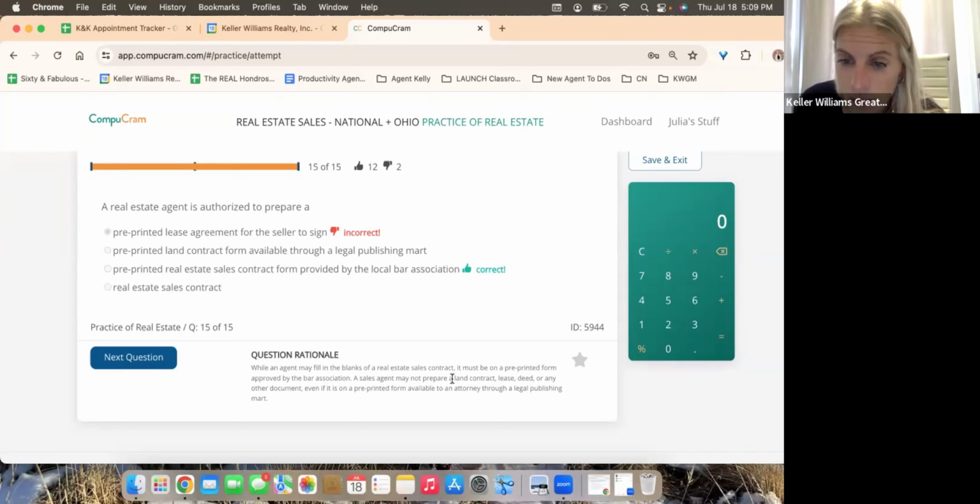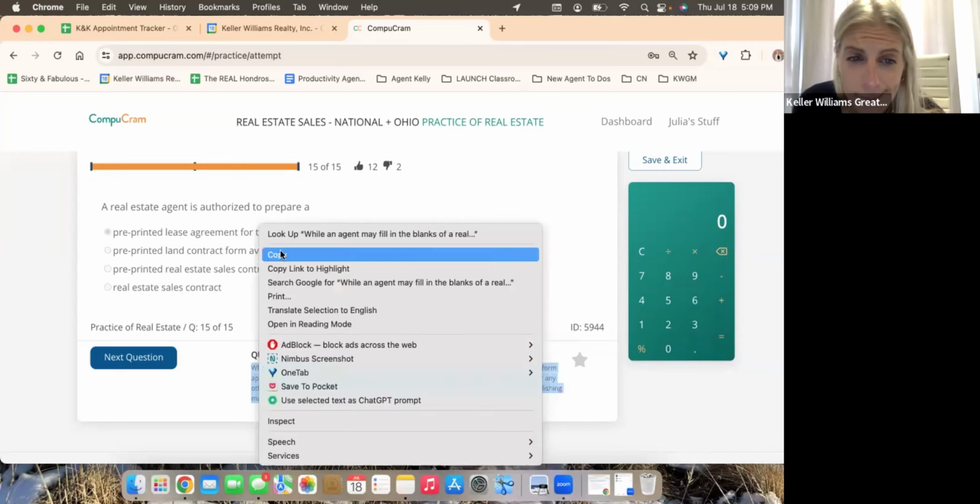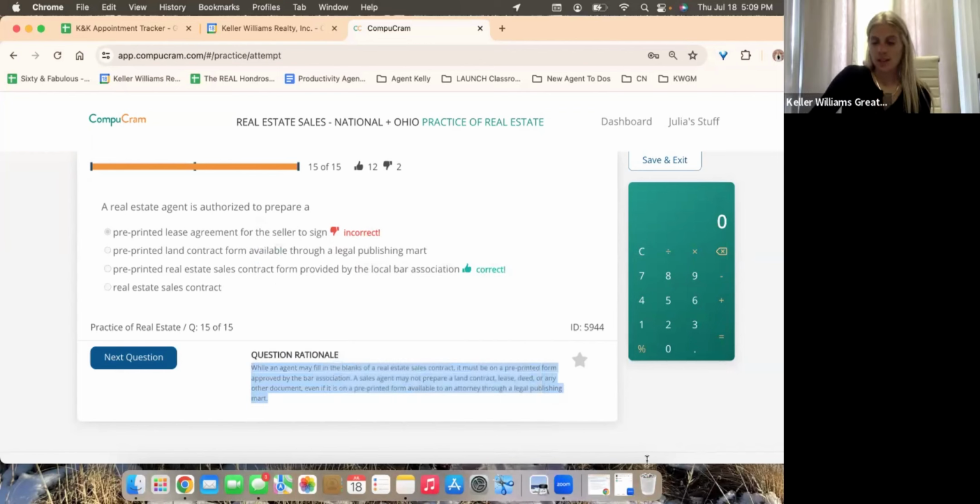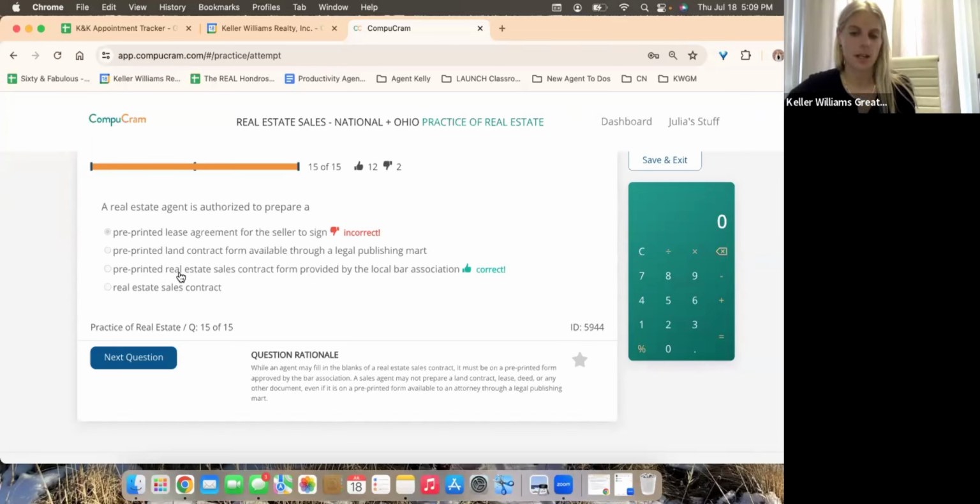Oh, good to know. Yeah, this does make sense. They try to trick you by putting local bar association. My mind immediately went to like an actual bar, not like the bar. But yeah, so pre-printed real estate sales contract, you can't create your own contracts. That has to be done by a lawyer or attorney or whatnot. So it would be C.